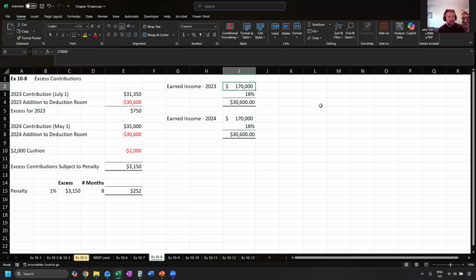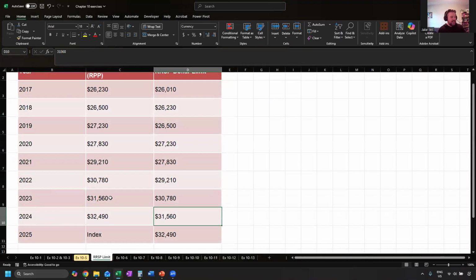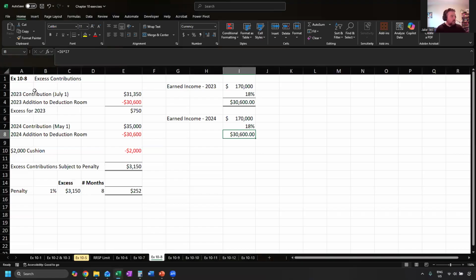At income levels of 170,000 times 18%, we have contribution space of 30,600 in both years. The 30,600 for 2023 and 2024 is below all of our contribution limits, so we don't need to worry about that. So in 2023, we contributed 31,350, but our deduction space was only 30,600. So we have an excess of 750.